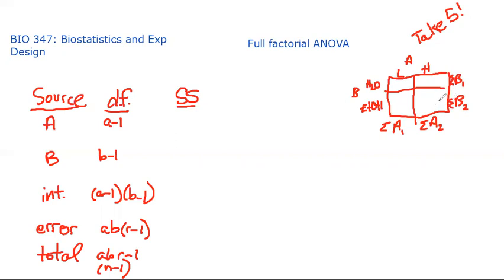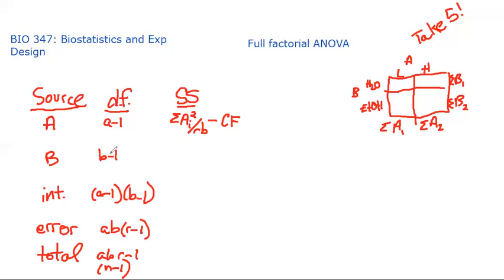Okay? All right, our sums of squares. For our sums of squares, A, that's going to equal, okay, we're going to take the sum of our column totals, and we square each of those and add it up, and we're going to divide by R times B, not R times A, but R times B, minus a correction factor. And I'll describe what that is when we're done.